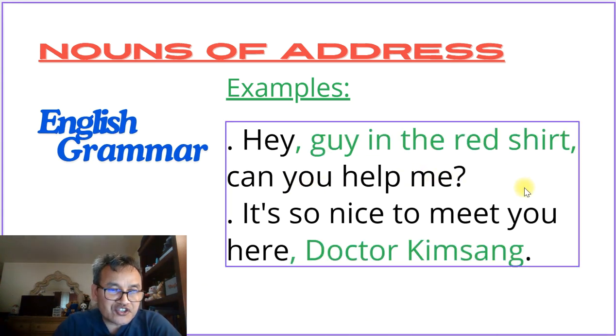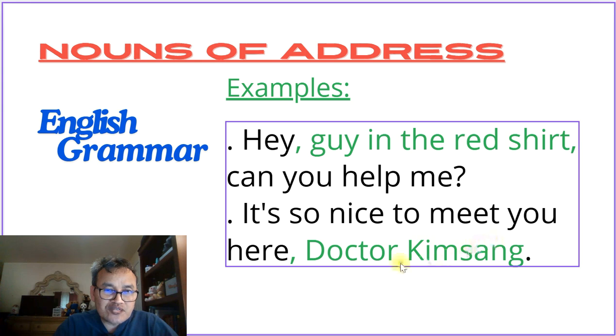Okay, next one. Hey, guy in a red shirt. Here is the person that we talk to, to get his or her attention. Hey, guy in the red shirt. Hey, guy in the blue shirt. Hey, guy in the yellow shirt. Hey, guy in the gray shirt. Okay, hey, guy in the gray shirt, can you help me, please? Could you help me? Okay.